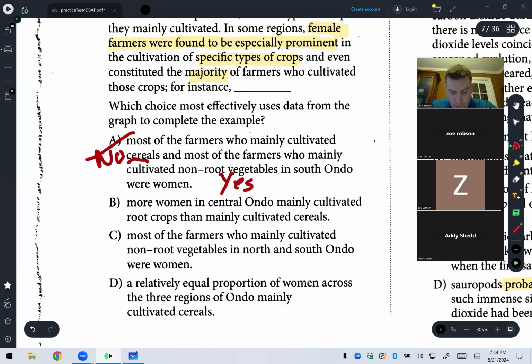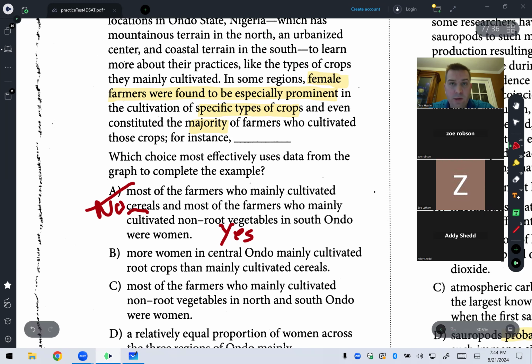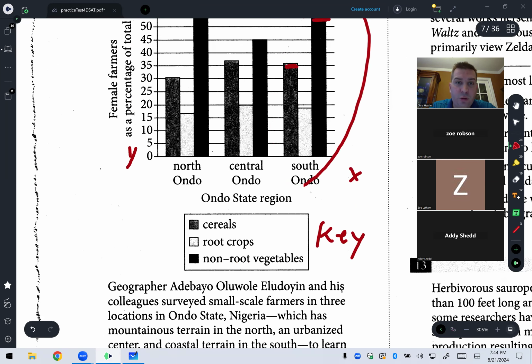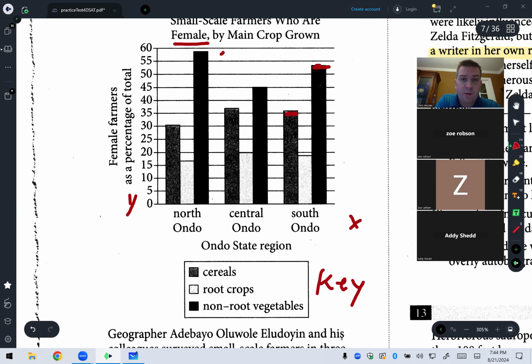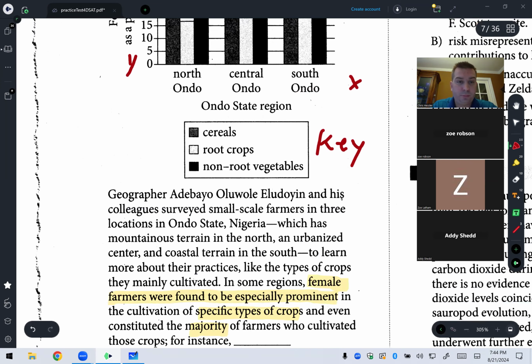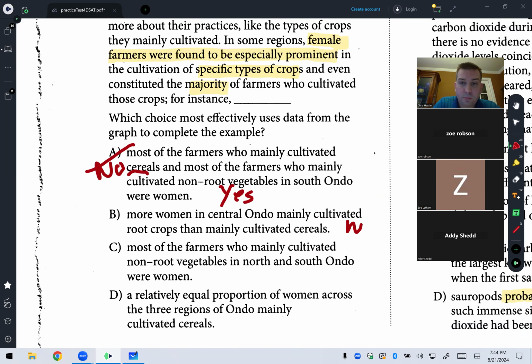All right, let's look at another one. More women in Central Ondo mainly cultivated root crops than mainly cultivated cereals. So now I'm in Central Ondo. Do more women in Central Ondo mainly cultivate root crops? That's this. I'm going to say no. B is out.